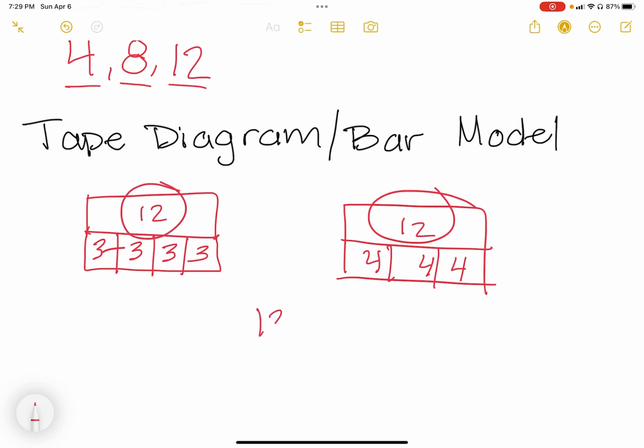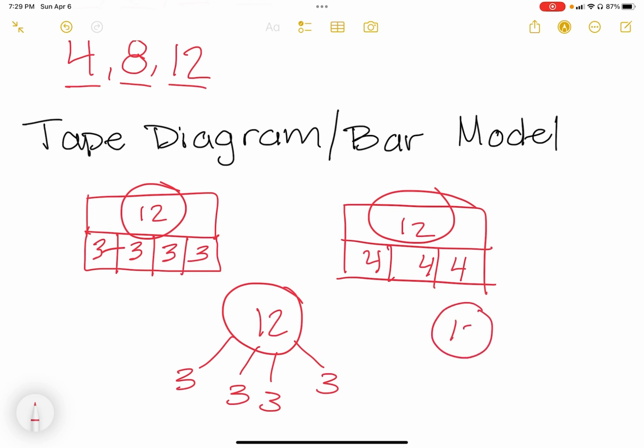I've also seen it before like this. They'll take the 12, and it's almost like a number bond: 3, 3, 3, and 3. Or you could see 12 and see 4, 4, and 4.